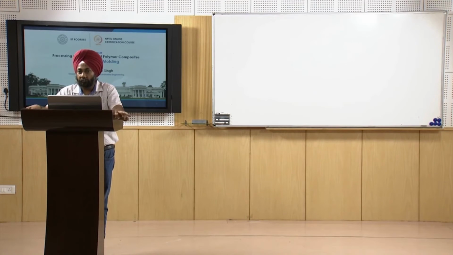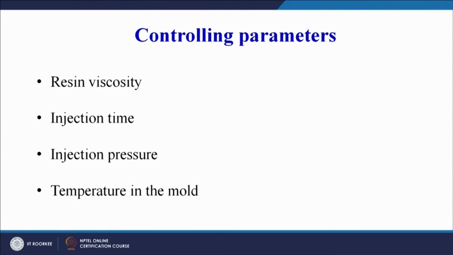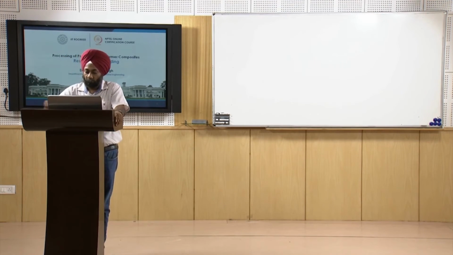And if you remember, in the previous discussion today, I have told that we can add certain agents in the binder in order to manipulate its viscosity so that it is able to properly impregnate the fibrous preform inside the mold cavity. Second thing is the injection time that we need to control. The injection pressure also needs to be controlled, and the temperature inside the mold. So the main part is the temperature and the pressure which we can control in order to get a good quality product.